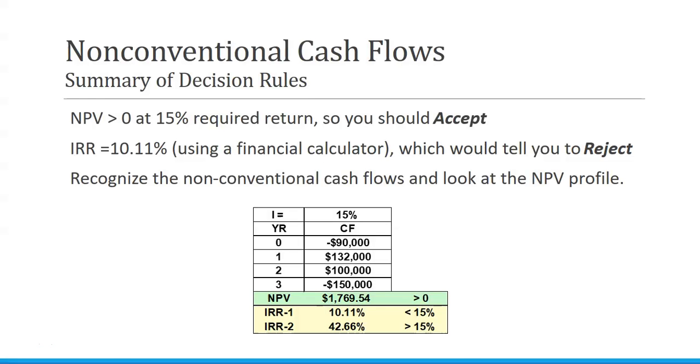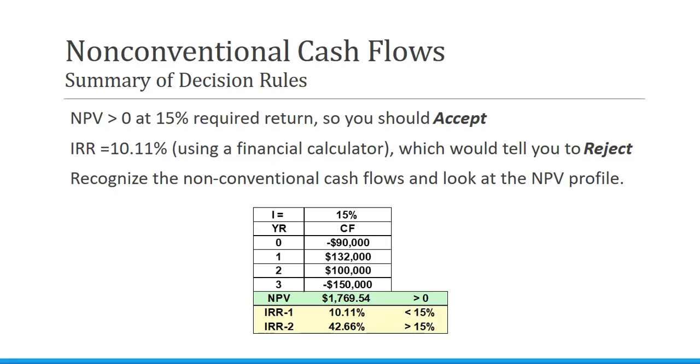So the net present value is greater than 0 at 15%. So we should accept. Using a financial calculator, we get an internal rate of return of 10.11%, which would tell us to reject it. So when we look at the net present value, we have to recognize the non-conventional cash flows. And we can see that the first internal rate of return is 10.11%, and the second internal rate of return is 42.66%.